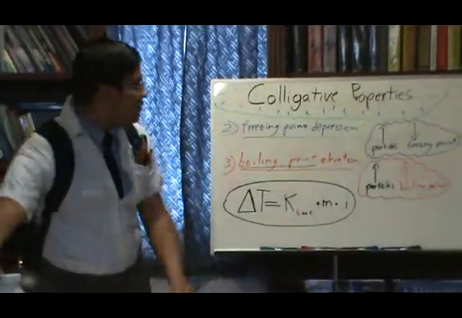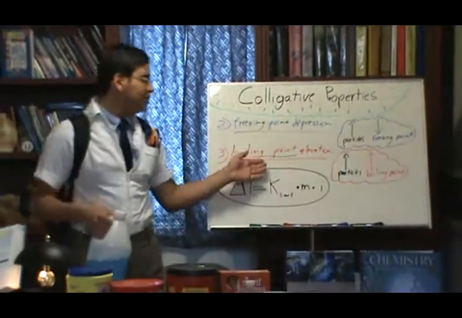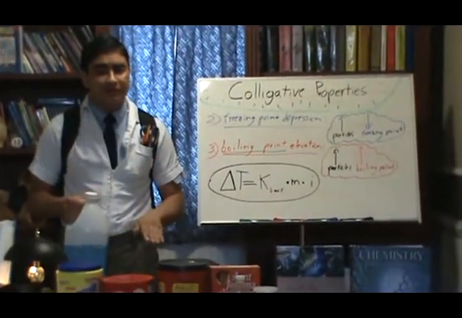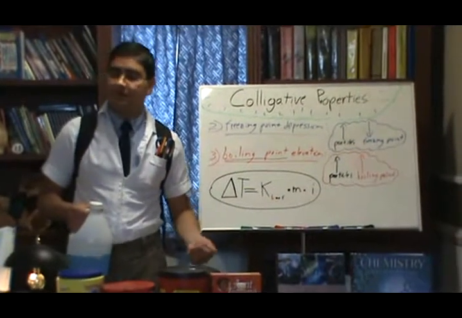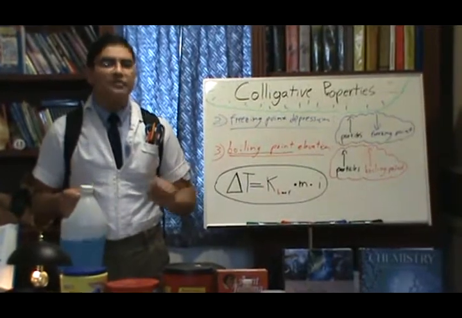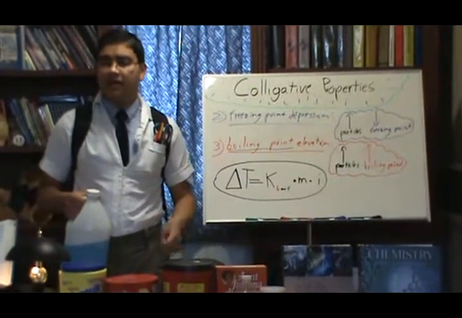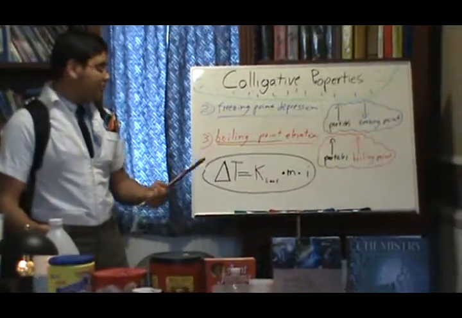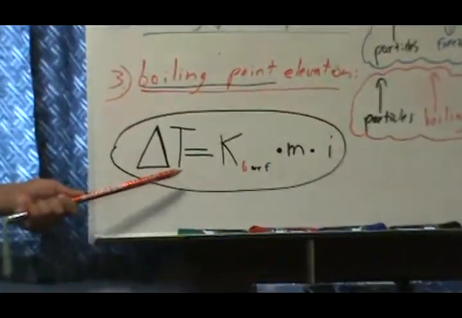Now, an example for both freezing point depression and boiling point elevation is car antifreeze. In winter, it lowers the freezing point so the car's insides do not freeze. In summer, antifreeze acts as a coolant, raising the boiling point, not letting the liquids in the car radiator evaporate away. To find the freezing point or the boiling point of a solution, you can use this equation.